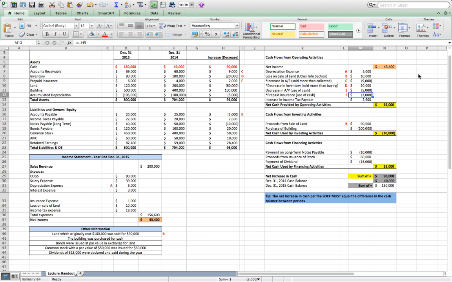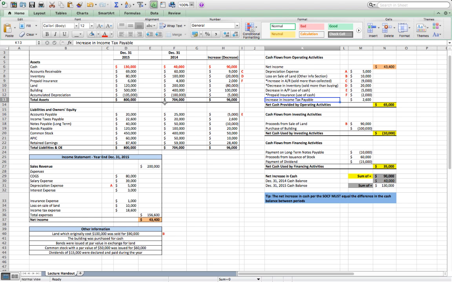What prepaid insurance represents is cash that you spent in advance of needing to spend it. So, for example, let's say on January 1st you paid all of your insurance for the entire year in one payment. Because you earn that insurance over time throughout the year, you have to represent it in a prepaid insurance account. In this example, you had a $2,000 increase in the prepaid insurance, which means you spent cash out the door because you paid your insurance in advance. So this represents a use of cash and therefore a decrease in the cash flows.